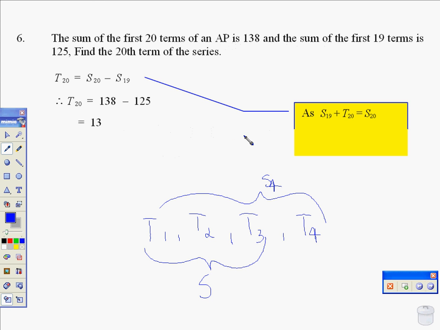Question 6 is a little bit trickier. The sum of the first 20 terms is 138. The sum of the first 19 terms is 125. Find the 20th term of the series. Now, it does seem a little bit difficult at times until you start to work it out.